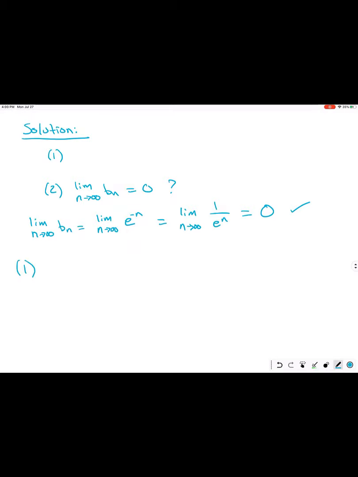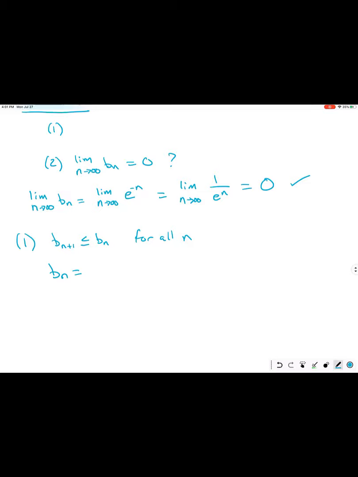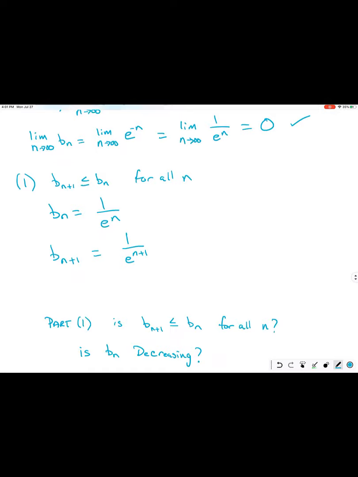So now we need to check part 1. Part 1 asks: is b sub n plus 1 smaller than or equal to b sub n for all n? So b sub n is equal to 1 over e to the n, and b sub n plus 1 is equal to 1 over e to the n plus 1. The question then becomes, is b sub n plus 1 in fact smaller than or equal to b sub n? That's the question.